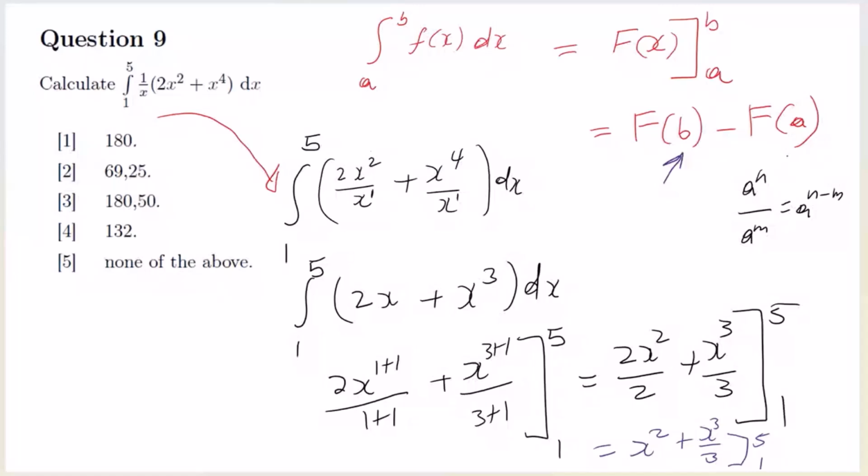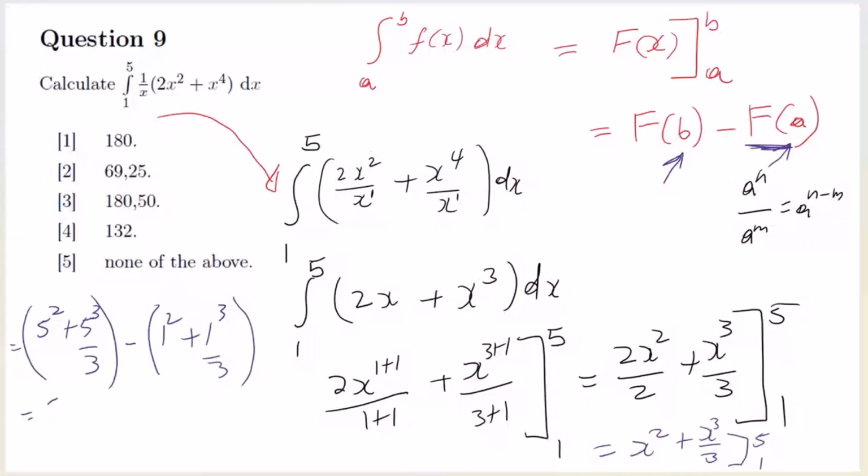So we are going to have 5 squared plus 5 cubed over 3, that is the first part, minus the second part. The second part will be for 1. We are going to have 1 squared plus 1 cubed over 3. So this is going to be 25 plus 125 over 3 minus 1 plus 1 over 3.